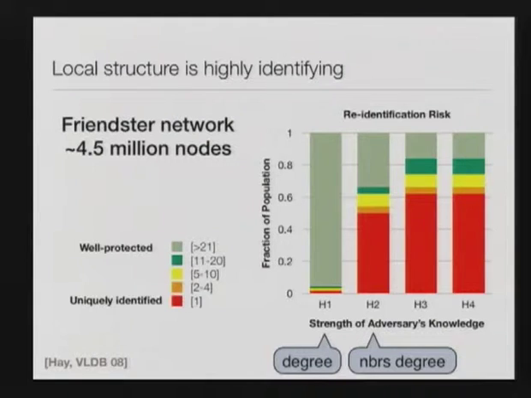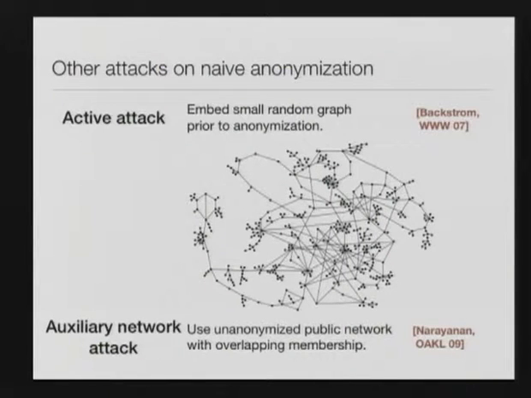Okay, so that's some empirical evidence that suggests that structure is highly identifying in networks and is going to lead to attacks on naive anonymization. There are other attacks that have been proposed in the literature, and I'll mention them quickly because they're interesting attacks. In the World Wide Web conference in 2007, Backstrom proposed an active attack. An active attack, question?